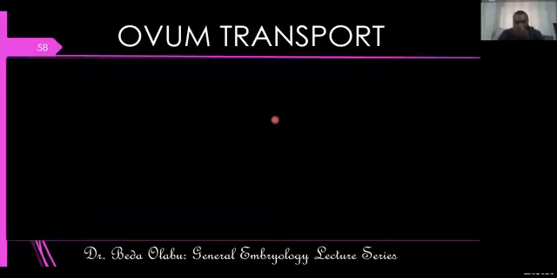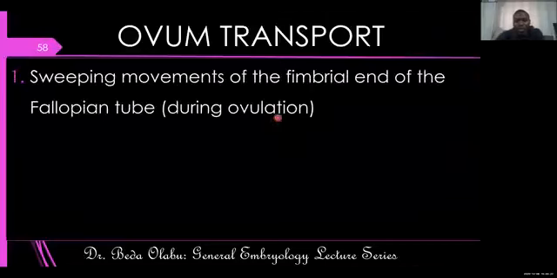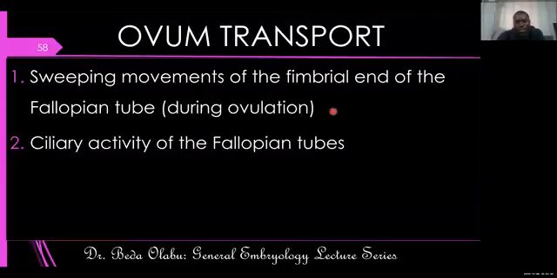Let's talk about ovum transport. What facilitates movements of the ovum? During ovulation, the fimbrial end of the fallopian tube usually sweeps. That sweeping movement promotes the fishing of the egg into the fallopian tube. The fallopian tube is also lined by simple columnar ciliated epithelium. The cilia promote movement of the oocyte from the fimbrial end of the fallopian tube towards the uterine end.